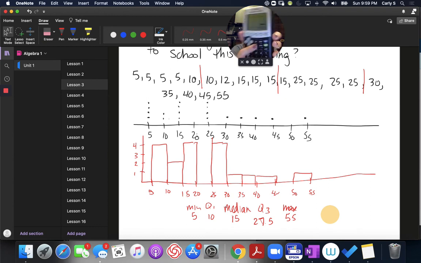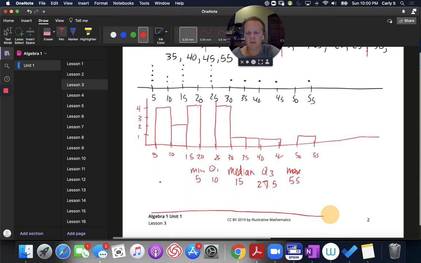Go back and hit Stat and then arrow over to Calc. I don't remember where my buttons are. Choose one-variable stats in list 1. Enter, enter, enter, and it'll calculate them for you. Then arrow down until you see the minimum, the Q1, etc. My minimum is 5, true. Q1 is 10, true. Median is 15, cool. Q3 is 27.5, and the maximum is 55. That's all we need to make our box and whisker plot.